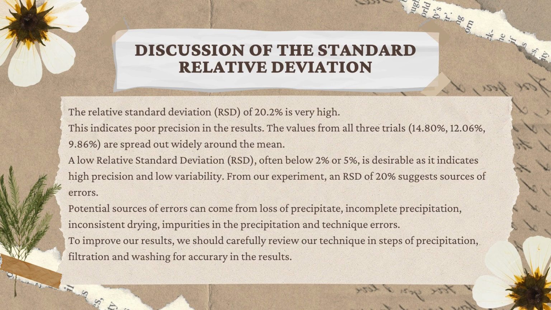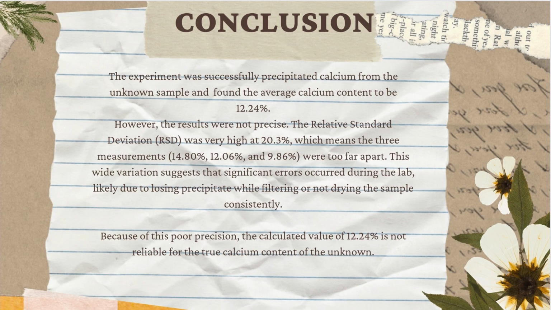A low RSD, often below 2 or 5%, is desirable as it indicates high precision and low variability. From our experiment, an RSD of 20% suggests sources of error, such as loss of precipitate, incomplete precipitation, inconsistent drying, impurities in the precipitate, and technique errors. In order to improve our results, we should carefully review our technique in the steps of precipitation, filtration, and washing for accuracy in the results.